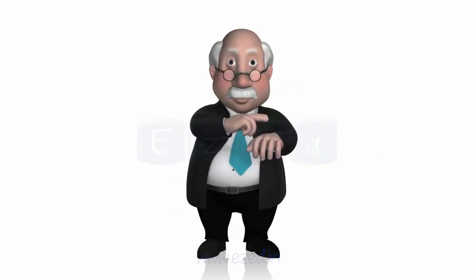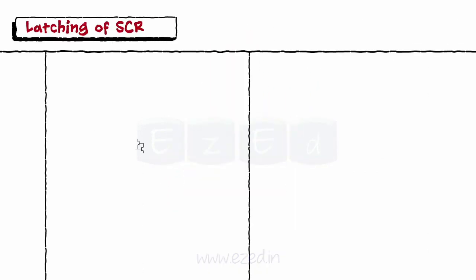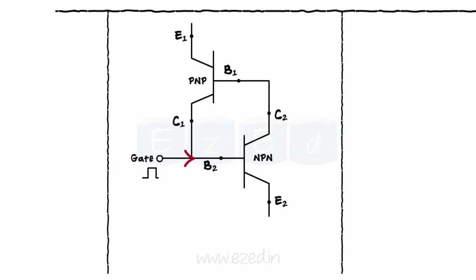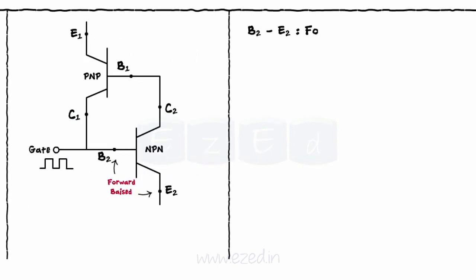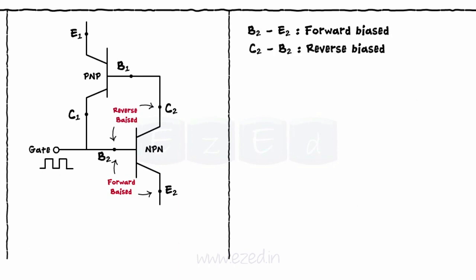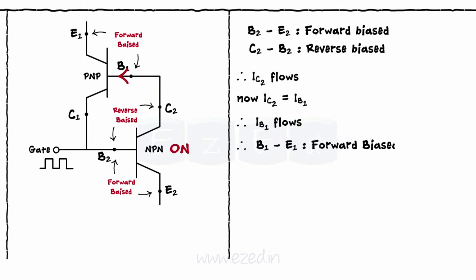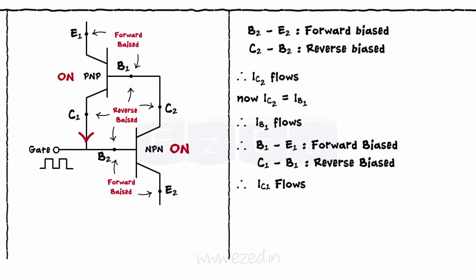Hey, it's time to concentrate now. Latching means locking. Assume a small external gate pulse is applied at the base of transistor 2. This makes the BE junction of transistor 2 forward biased and the CB junction remains reverse biased. The transistor 2 switches on and the collector current IC2 flows through it, which acts as a base current for the transistor 1. Thus transistor 1 now switches on. We get the collector current at its output as IC1.